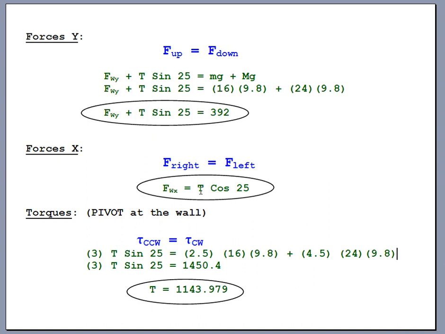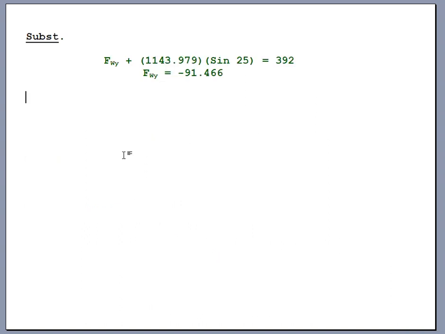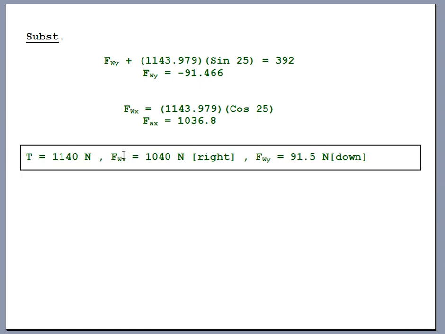Now we can go back, do a little substitution back in here, and this whole story is done very fast. So substituting, I can go and figure out the force from the wall in the y direction. Turns out it's actually down, right? We were suspicious that maybe that would happen. The math has said, no, indeed, it's 91 newtons down. And then substituting into the other equation, looks like the force from the wall in the x direction is 1,036 newtons. So we can tidy those up with our sig figs, 2 or 3 sig figs, and we've got the answer there for this problem.